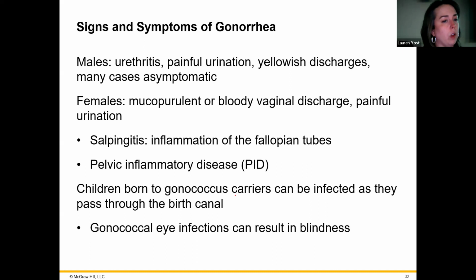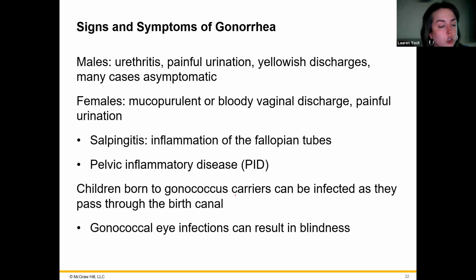Females, though, they will have symptoms, mucopurulent or bloody vaginal discharge. When I say mucopurulent, I'm talking about a mucousy discharge that is pus-like, okay? Basically a lot like pus, or mixed with pus, even literally. So this is also going to lead to painful urination from inflammation in the area. This can cause salpingitis. That's inflammation of the fallopian tube. That's the term for that. Or PID. And that can be quite serious. And we talked already about ectopic pregnancies and stuff as a result of these types of inflammation.